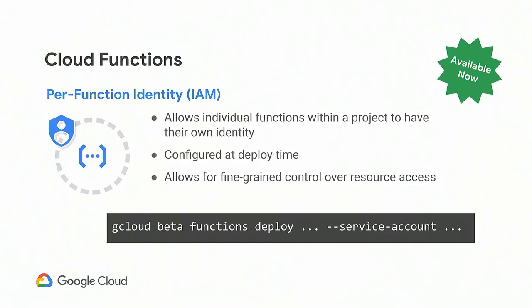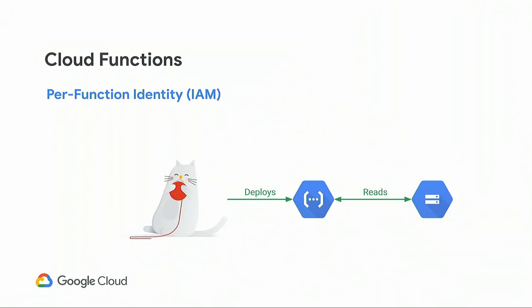Okay, rolling through the features. I told you we had a lot to get through. Per function identity. What this allows you to do, I'll skip this slide and go to the more interesting one with the nice picture of the cat.